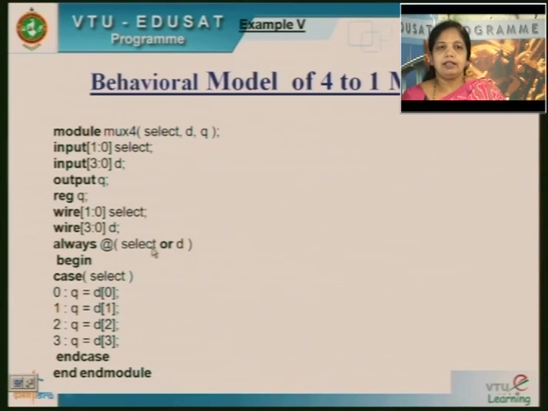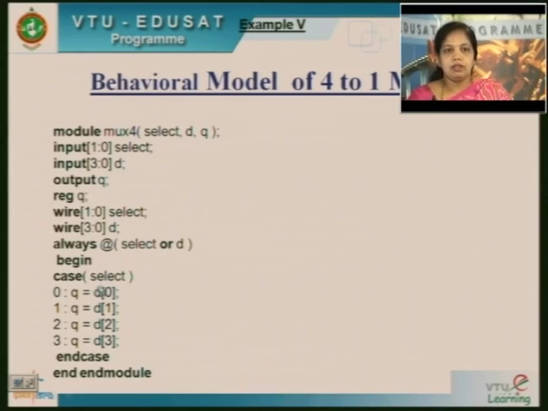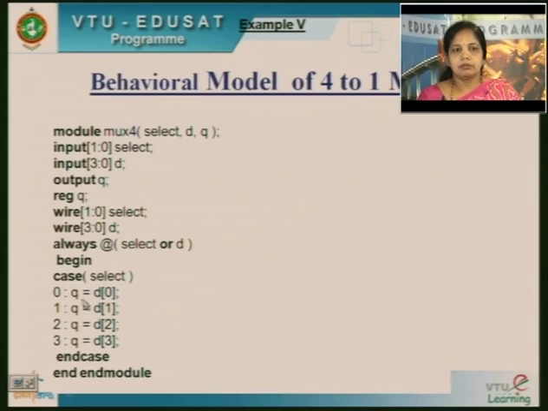Always @ select or D: if either the select or the D variable is going to change, then I am using a case statement for select, begin, followed by the set of statements here. So it will be sequential. If select is 0, then my output is nothing but D of 0. The first input is redirected to the output. If it is 1, the second input is redirected to the output. Similarly, for all 4 inputs, based on the selection lines, you will get the output. I have to end this with endcase and then endmodule.